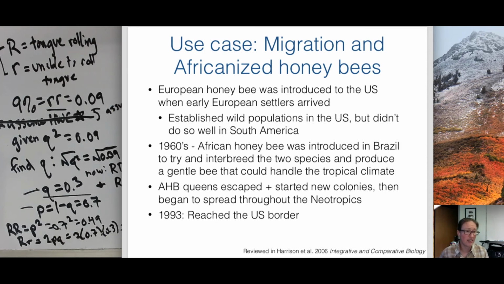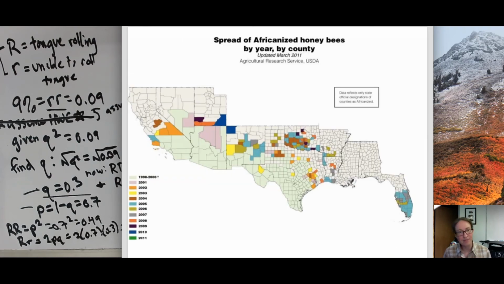Also, unfortunately, the bees that escaped happened to be fairly aggressive, so very counter to the original goals of this breeding project. And by 1993, people were starting to find some of these Africanized bees at the US border.